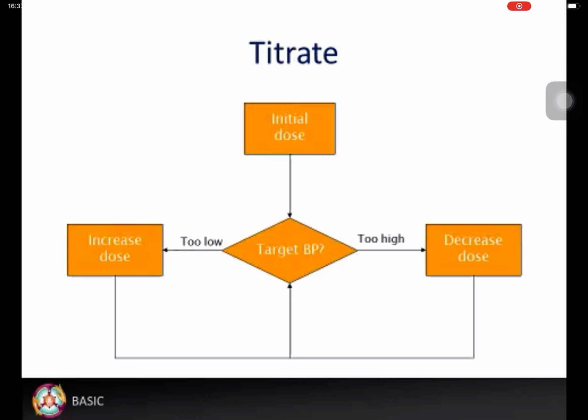A frequent question is, in practice, how much should I give? And the answer to that is enough. This is not as facetious as it sounds. Because of the shift in the dose-response curve, what we do is start with an initial dose, recommended initial doses are given in your books, and then rapidly titrate the dose, increasing it if the blood pressure is too low and decreasing it if it is too high.